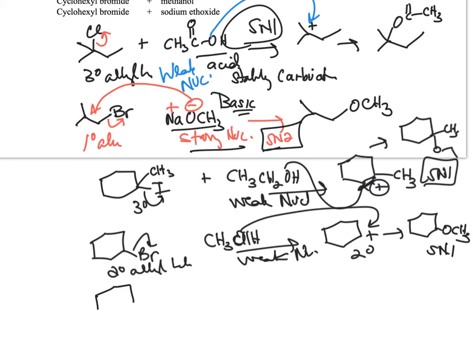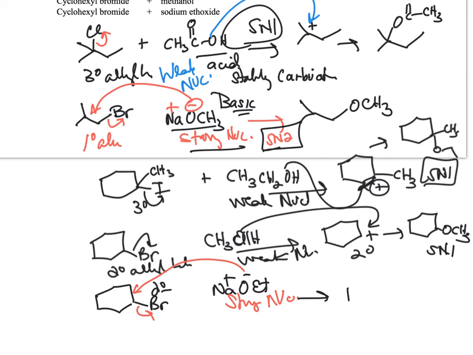Unlike the very next one where you still have cyclohexyl bromide, which is still a secondary alkyl halide, but now you have sodium ethoxide. Sodium ethoxide is a very strong nucleophile. The basic conditions will never stabilize a carbocation. So you can't get SN1. You can only get SN2. So this is SN2.